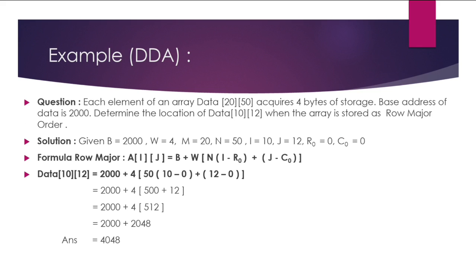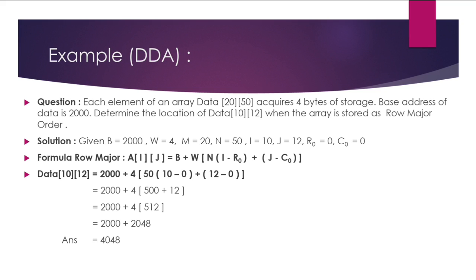The element acquires 4 bytes of storage, which means our W is 4. The base address of the data is 2000, which means our B is 2000. We have to determine the location of data 1012, which means you have to find the address of 1012, so I is 10 and J is 12.